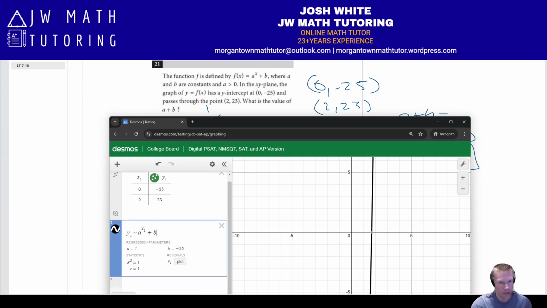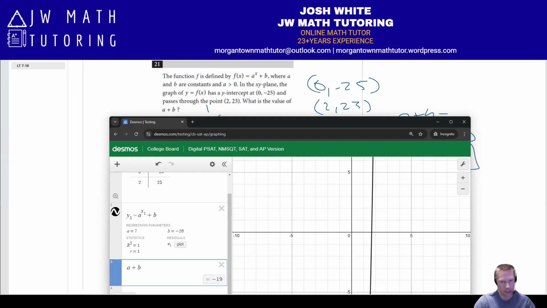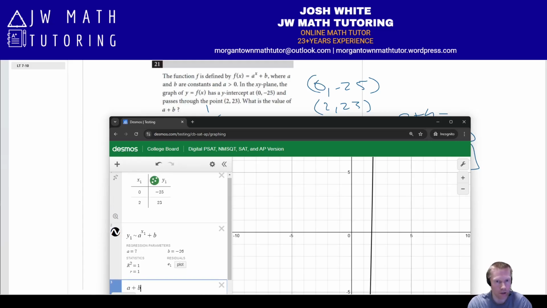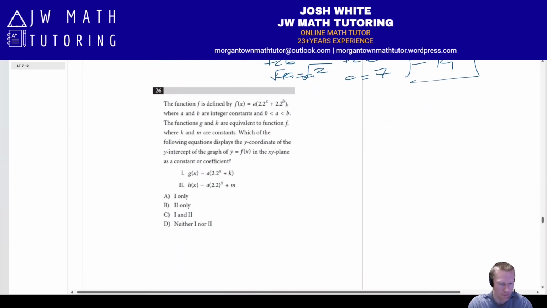All right, right here, a is positive 7, b is negative 26. So what is a plus b? Negative 19, boom. There's our answer. Again, this took me all of about 30 seconds to do in Desmos, and that's how you can do the entire problem. All right, next up, we have question number 26.